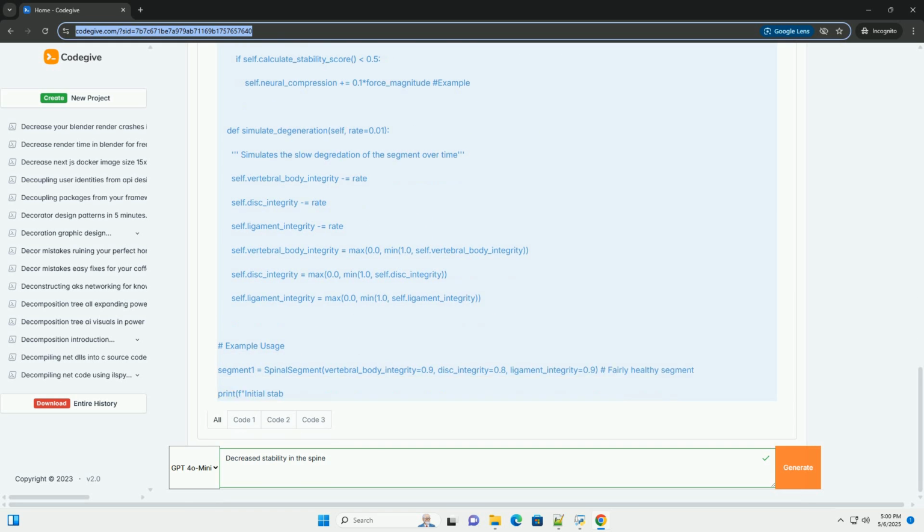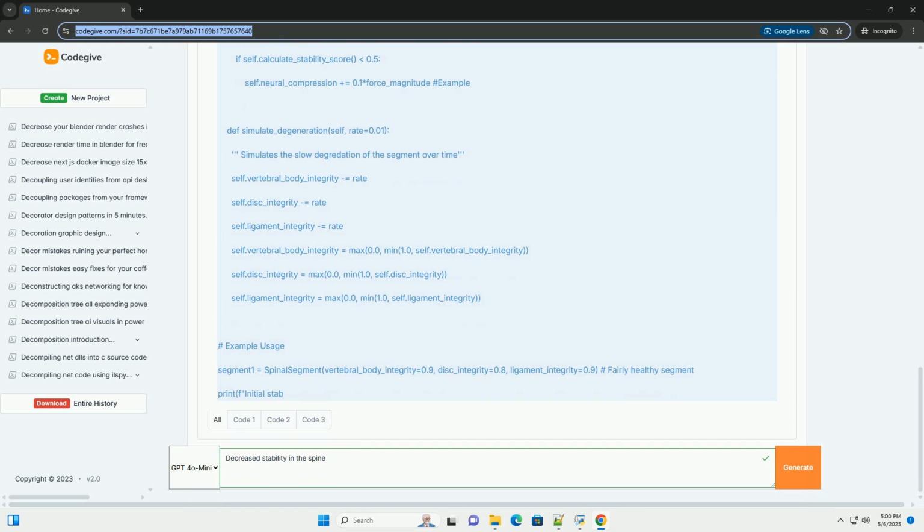Electrodiagnostic studies, EMG/NCS. Electromyography, EMG, and nerve conduction studies, NCS, can help assess the function of nerves and muscles, and can be used to identify nerve root compression or other neurological problems. Provocative discography: injection of contrast dye into the intervertebral disc to assess whether it is a source of pain. Controversial and not routinely used.